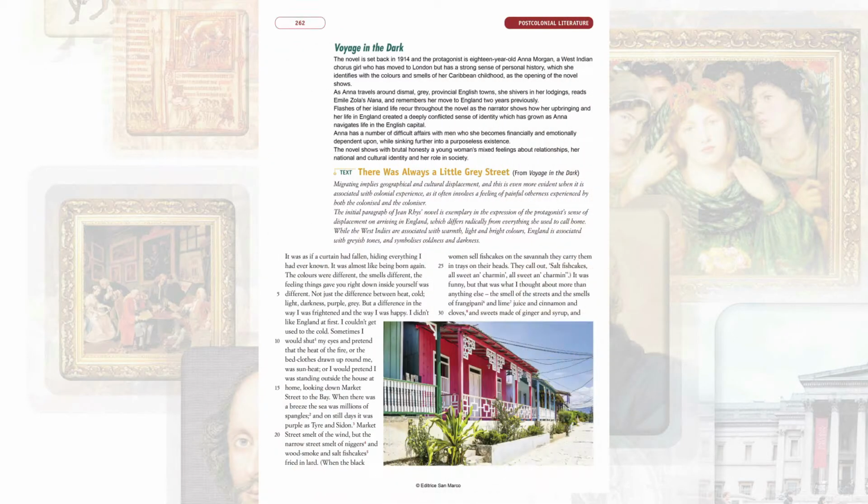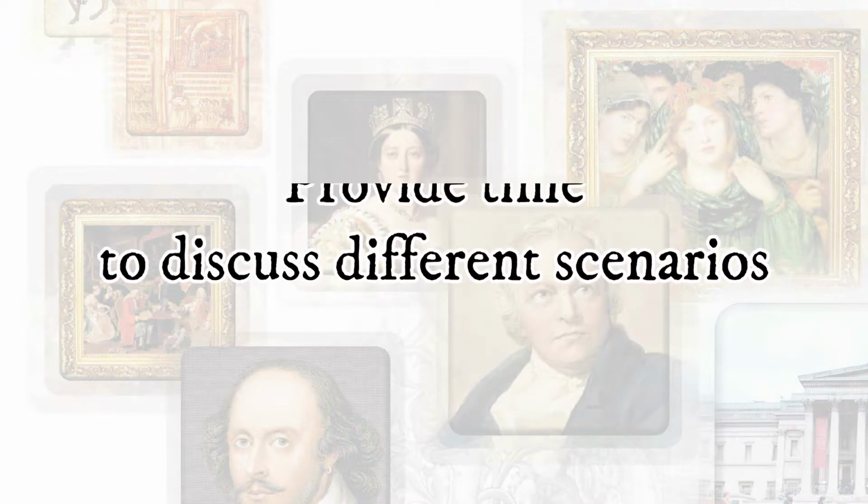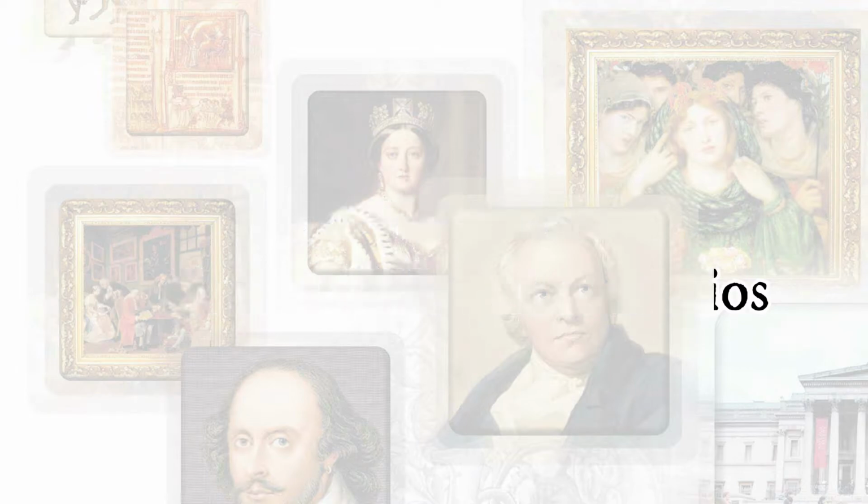The second one is something completely different. It's an extract from Voyage in the Dark by Jean Rhys, a 20th century West Indian writer dealing with geographical and cultural displacement. Once the students have been assigned the text, provide time to discuss different scenarios with group members and consider how they might best approach the situation they have been provided.